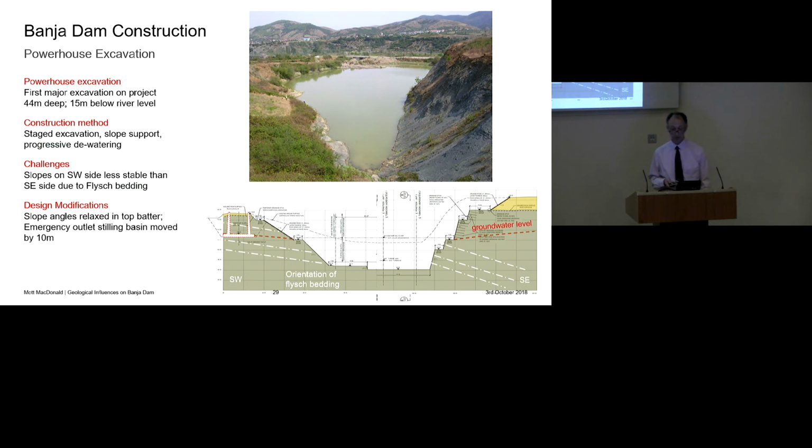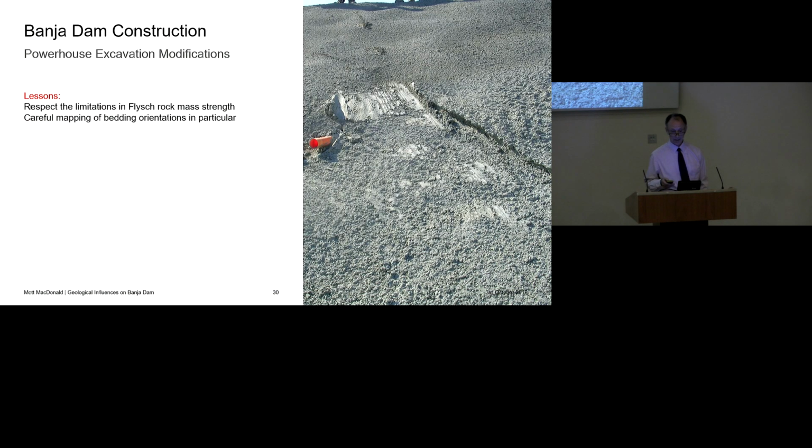That unfortunately resulted in some failures in this area, and it meant that we had to do some further design modifications. In the end, we had to go back to the original slope angles that were originally proposed, and we also had to move this thing, which is the emergency outlet stilling basin. We had to move it about 10 metres in order to get away from some failures that had been induced. So this slide shows, even in the reduced angle slopes, we ended up with some cracking and incipient failures, but they didn't quite amount to too much.